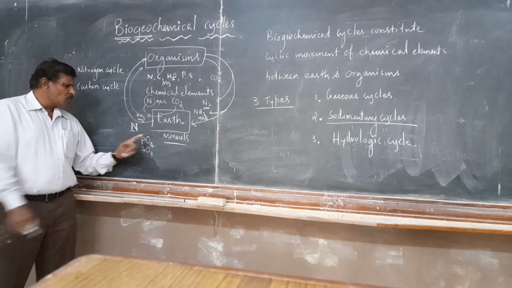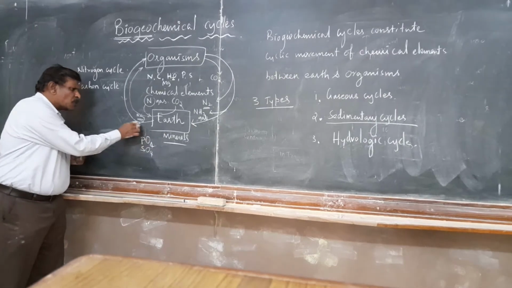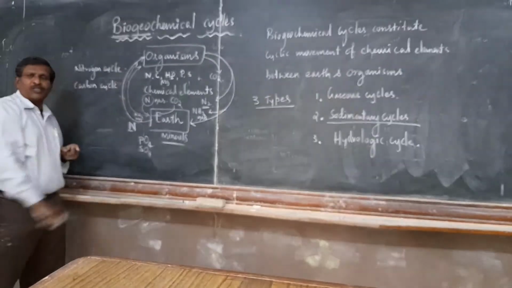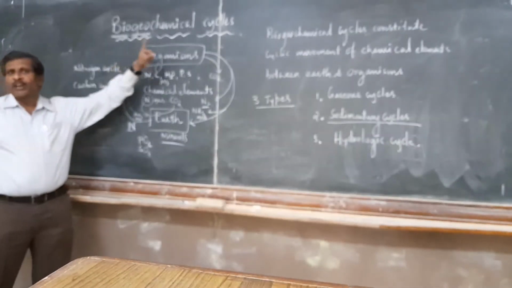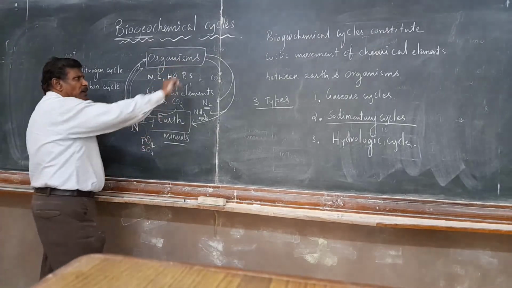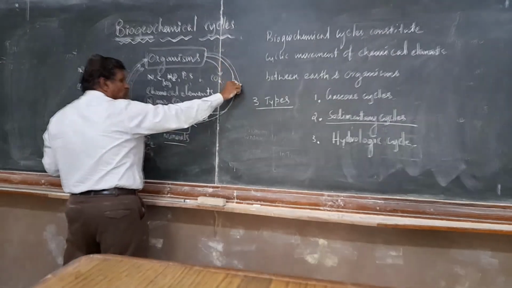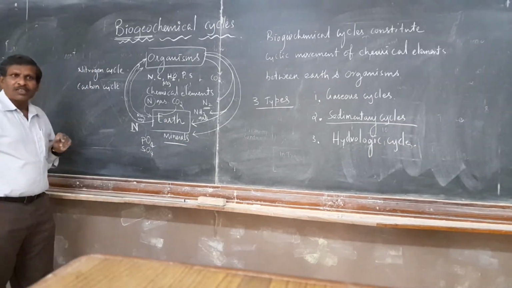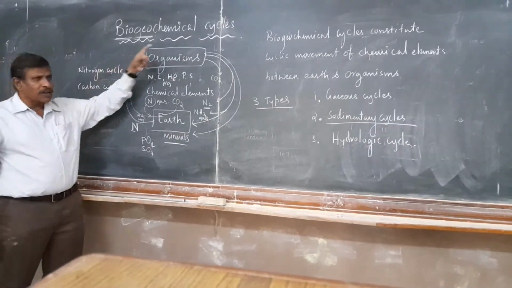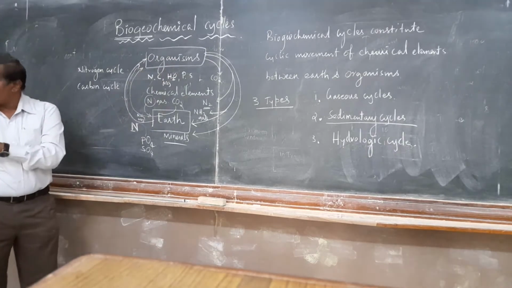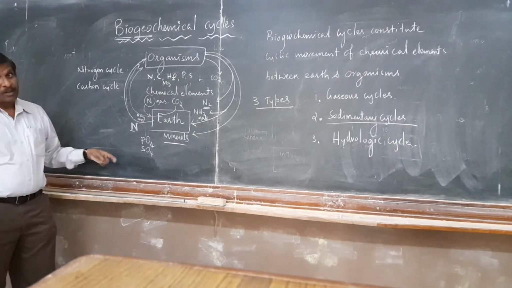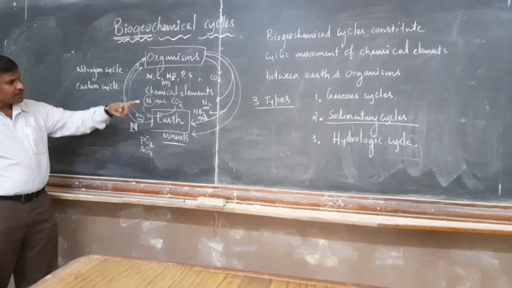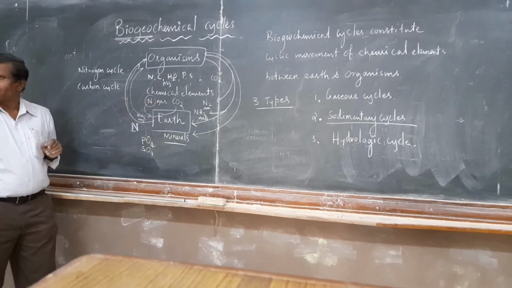What the plants do is they absorb the phosphorus in the form of mineral, that is phosphates, and give it to the animals. After the death and decay of the organisms, phosphorus again comes back to the earth's crust. Here the movement of the chemical elements takes place in the form of minerals or sediments. That is why we refer to such cycles as sedimentary cycles.